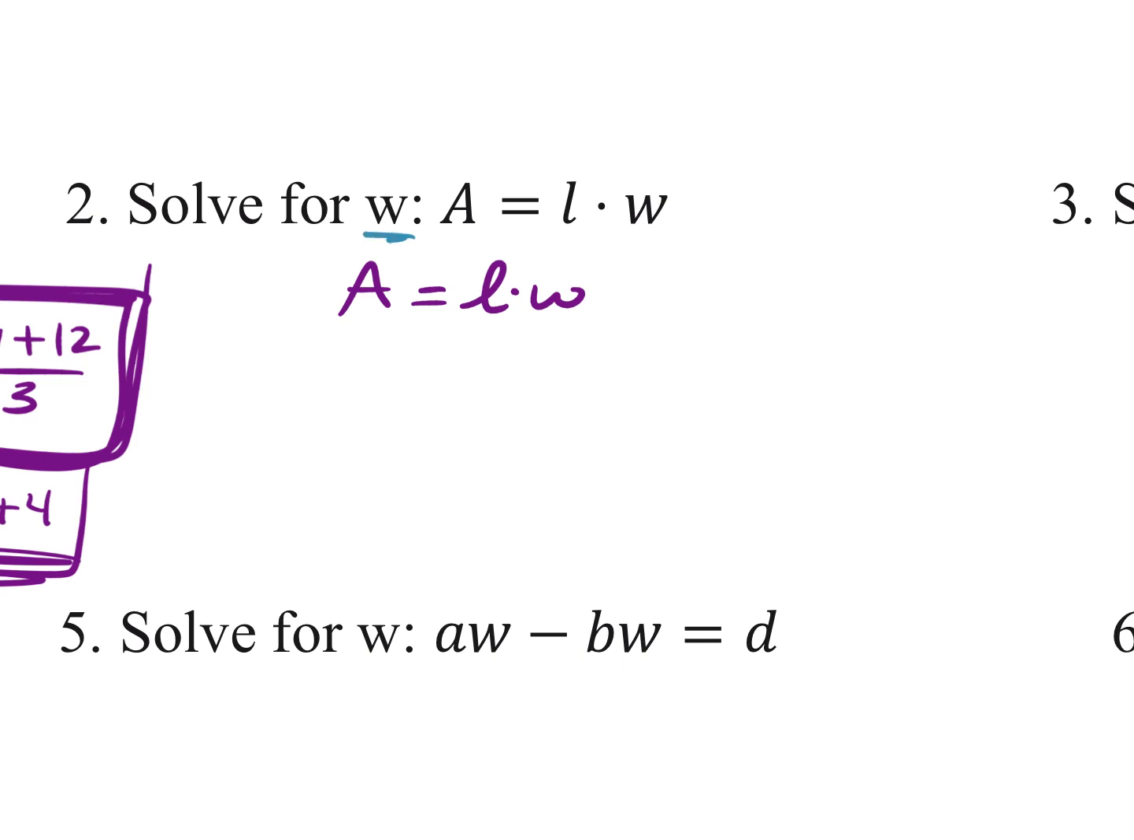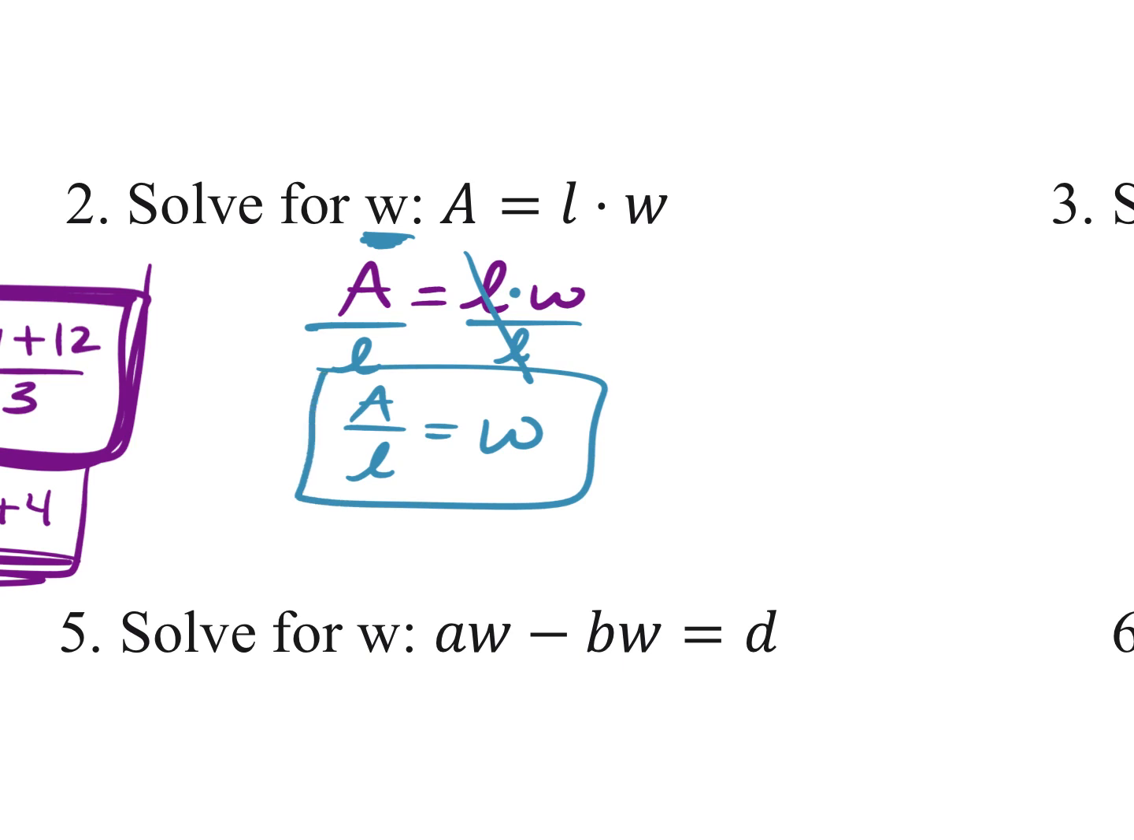If you're solving for W, if you're trying to get W by itself, then you need to get rid of the L, right? How do you do that? Divide by L. You divide by L because right now you're multiplying. We do inverse operations. Do the opposite. Whatever you do to one side, you got to do to the other. L over L is 1, so W equals A over L. So it's just one step. That's all you got to do.